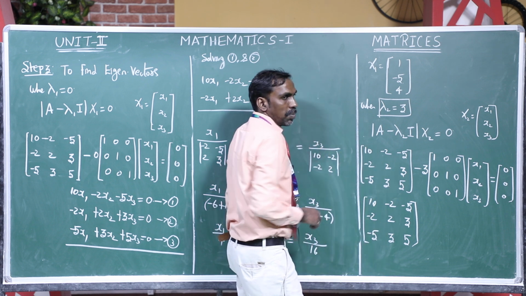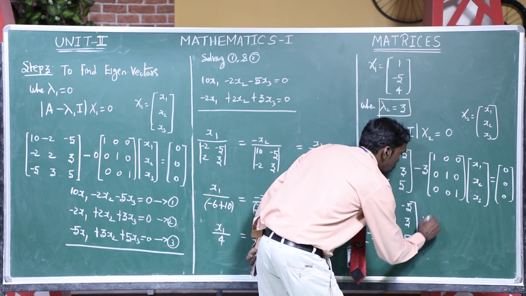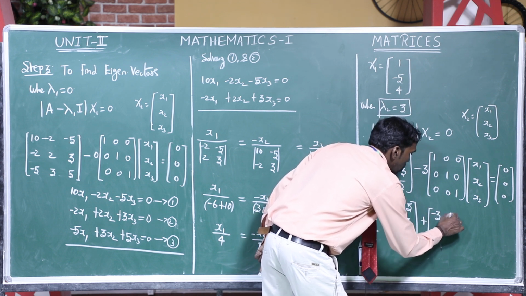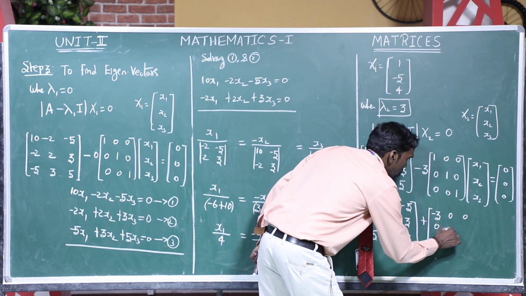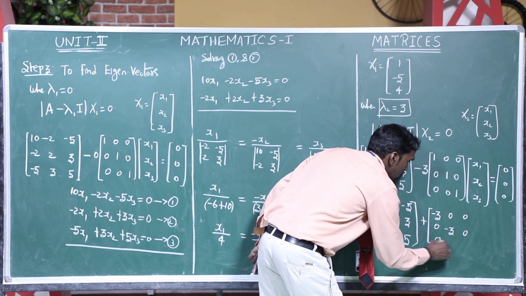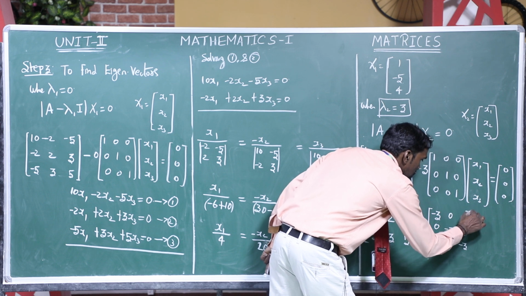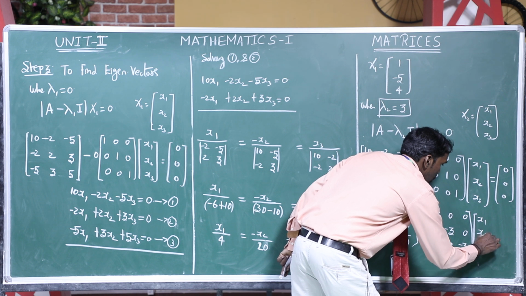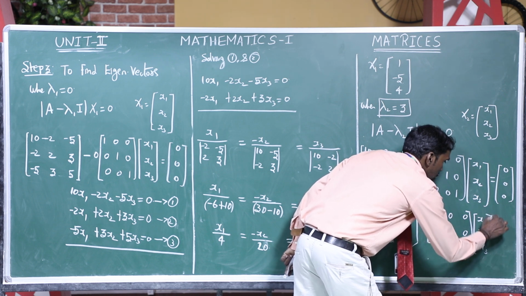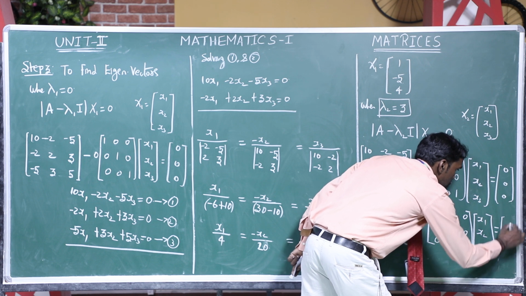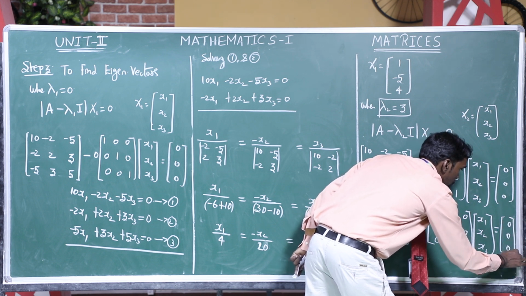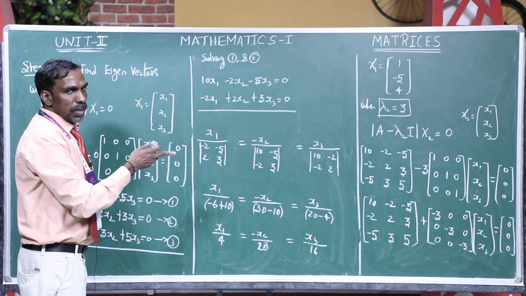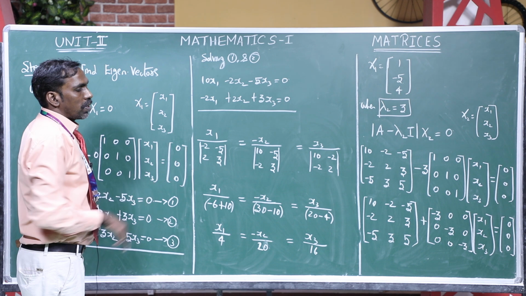Then minus, I can multiply inside, so I put the plus sign. Here 3 becomes minus 3 on the diagonal, with zeros elsewhere: minus 3 into the identity matrix, times x1, x2, x3 equal to the 0 matrix. We have to simplify A minus lambda 2 I. So here 10 minus 3 will be 7, like that. Have to simplify, and you get the answer.